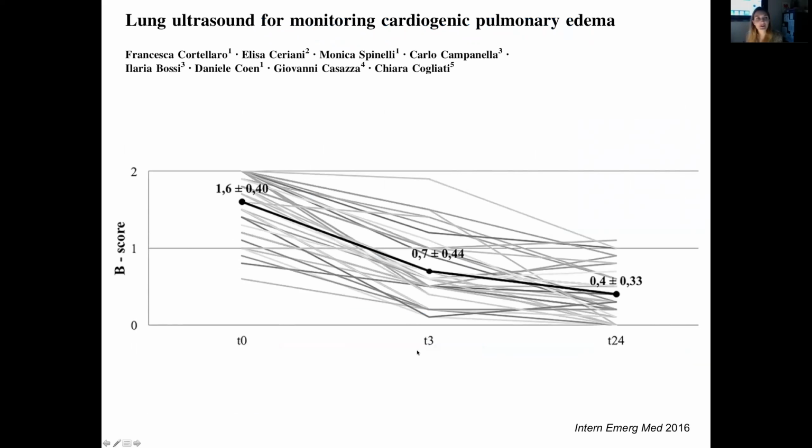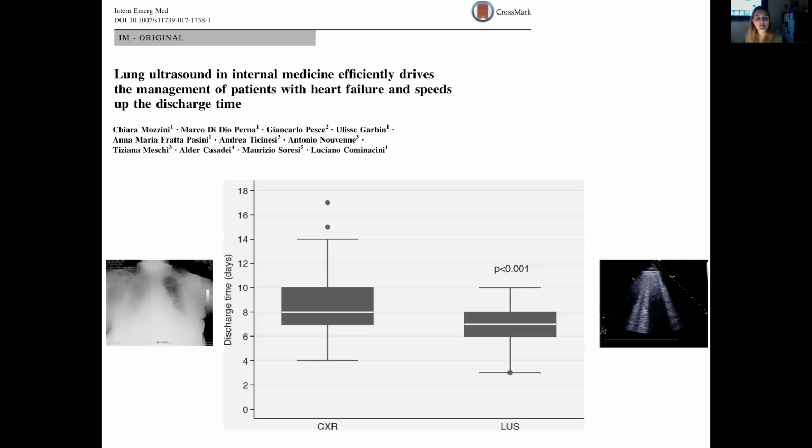In this paper by Chiara Cogliati and Francesca Coltellaro, we see a significant change already after 3 hours after administration of furosemide. And I can tell you that you may have a significant change even before 3 hours. It's nice that we are starting to have some data also about the prognostic implication and the outcome implication of this information. They're still very shy results, but this is something improving.